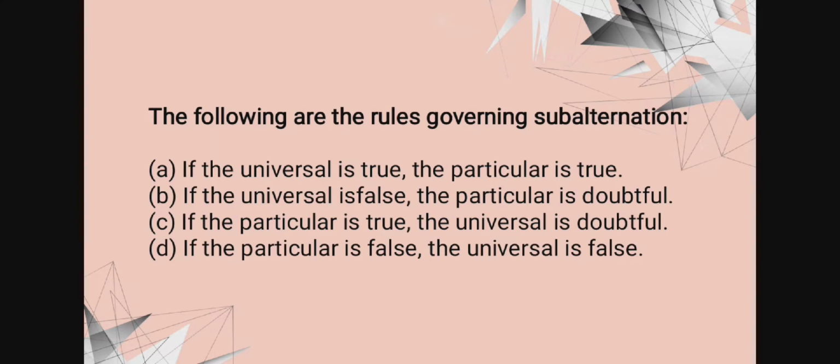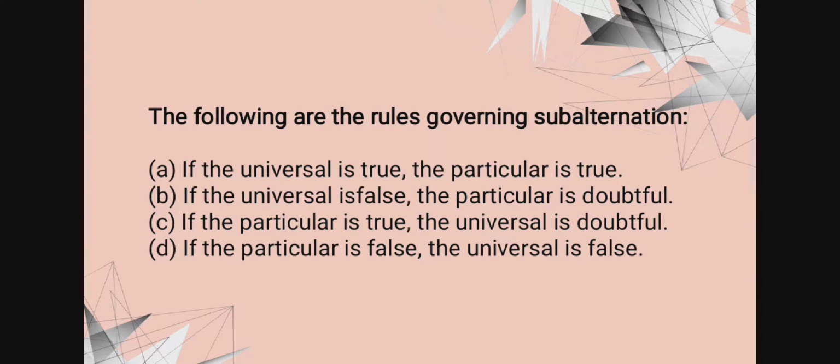A. If the universal is true, the particular is true. This means that the truth of the universal involves the truth of the particular. Letter B. If the universal is false, the particular is doubtful. It means that the falsity of the universal does not involve the falsity of the particular.